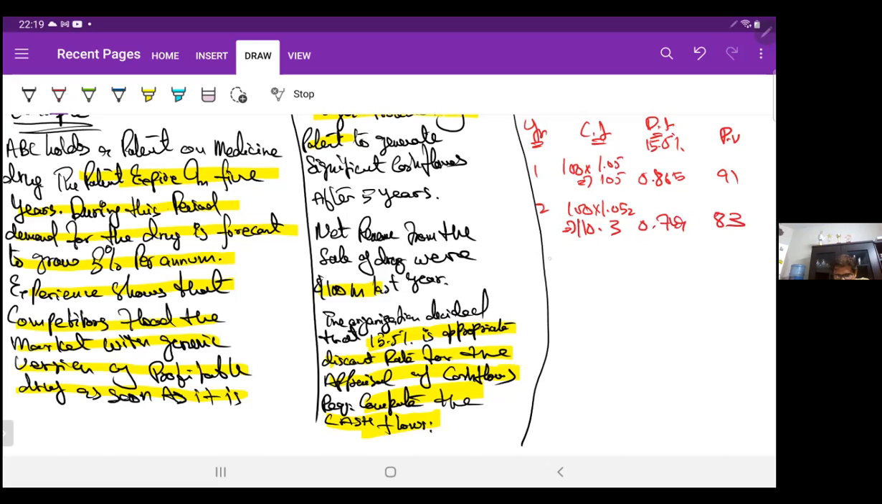Then for the third year, 100 into 1.05 cubed, you will get 115.8.